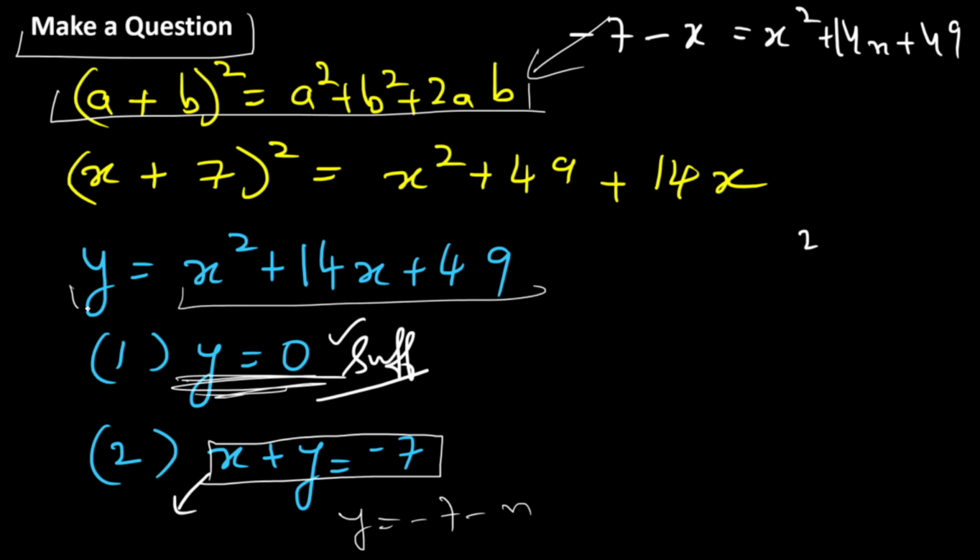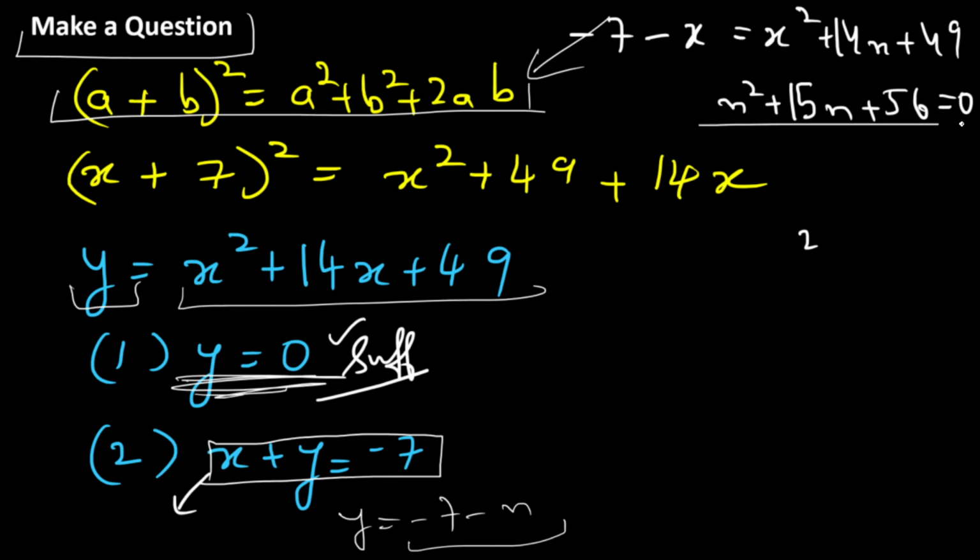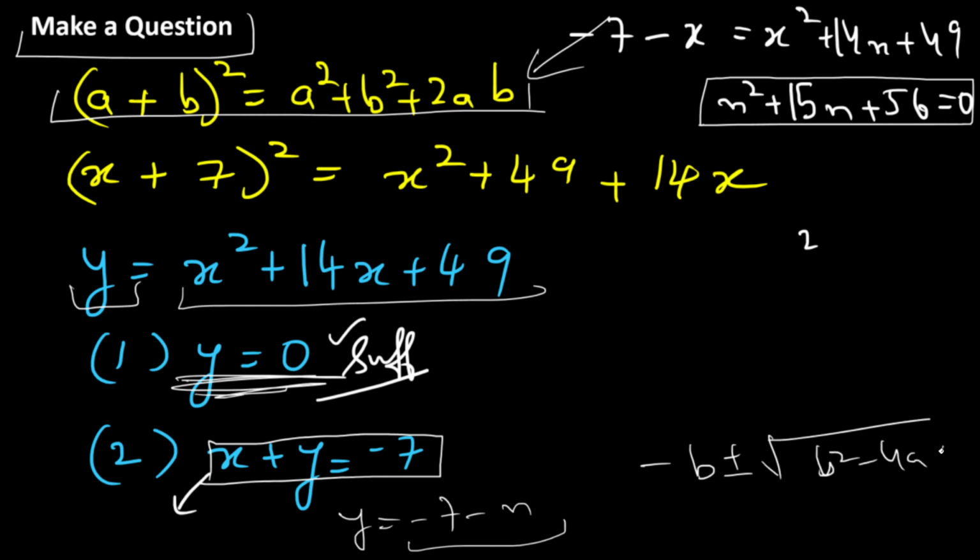So we just substituted y as minus 7 minus x. Now on simplifying, you will get x square plus 15x plus 56 is equal to 0. Now this equation over here, what's the solution of this? We know that the solution of a quadratic equation can be found as minus b plus or minus root of b square minus 4ac by 2a, right? So let's use that over here.